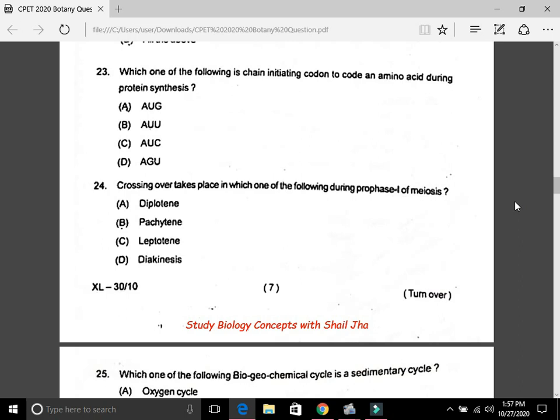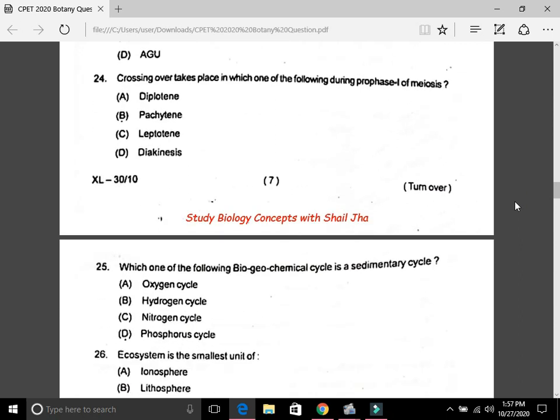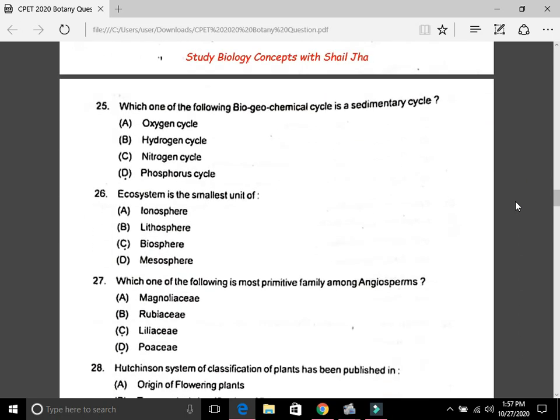Which one of the following is chain initiating codon to code an amino acid during protein synthesis? The answer is A, AUG. Crossing over takes place in which of the following during prophase 1 of meiosis? The answer is B, pachytene.